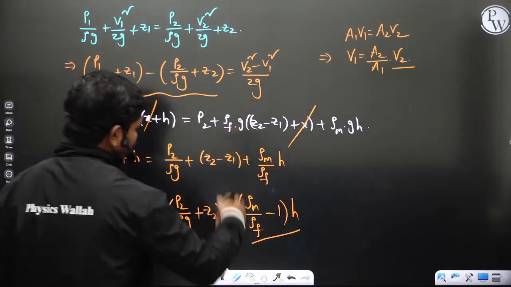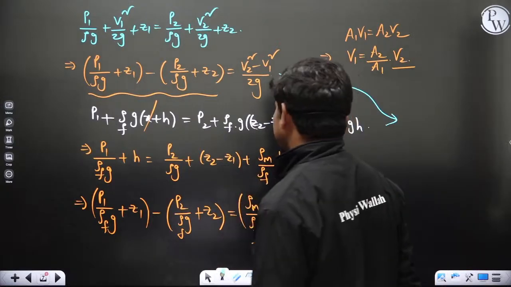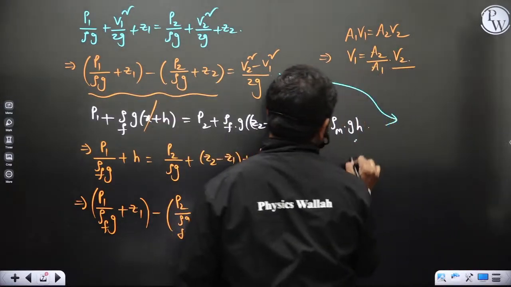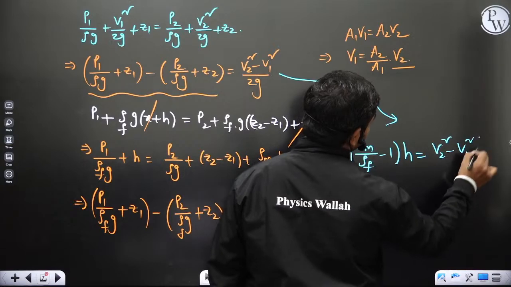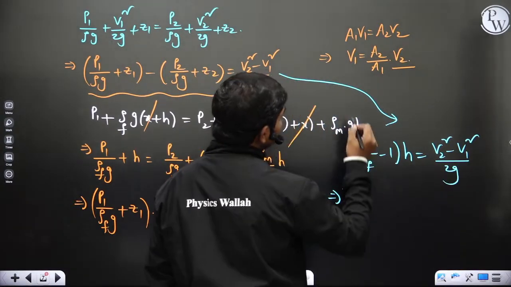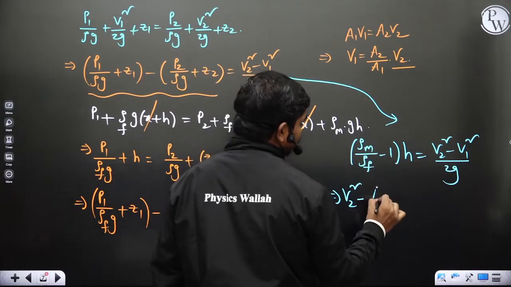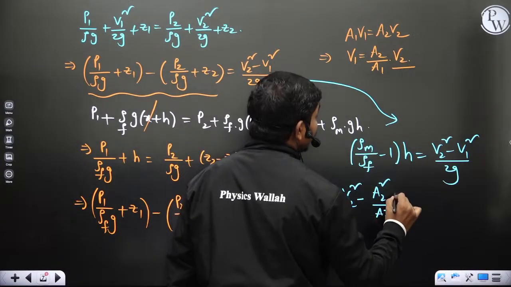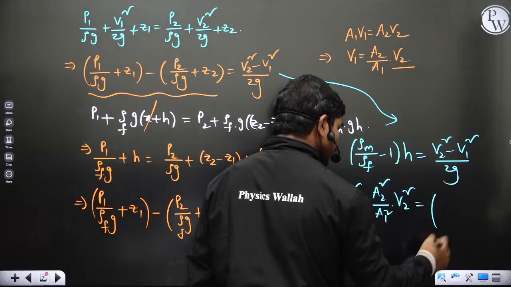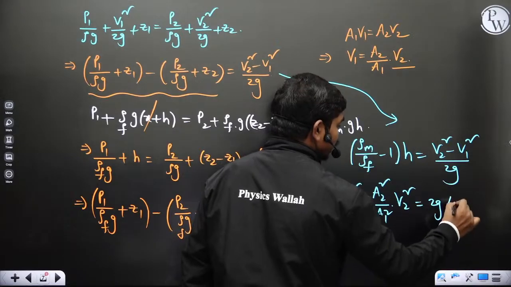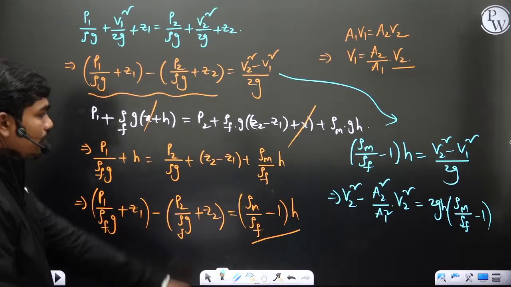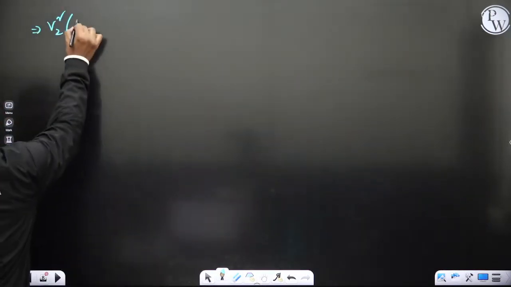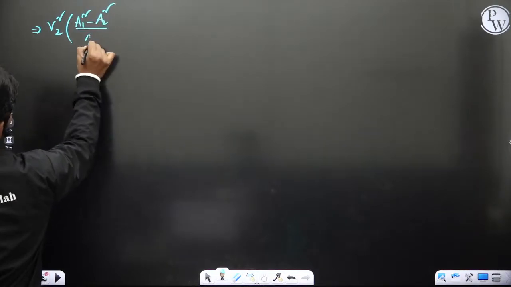Now if this is the pressure difference, if you substitute here in this equation, let's see what happens. This piezometric difference can be written as rho manometric by rho fluid minus 1 into H is equal to V2 square minus V1 square by 2g. So V2 square minus A2 square by A1 square into V2 square is equal to 2g times rho manometric by rho fluid minus 1 into H. If you simplify this, take V2 square common, then we have A1 square minus A2 square by A1 square.